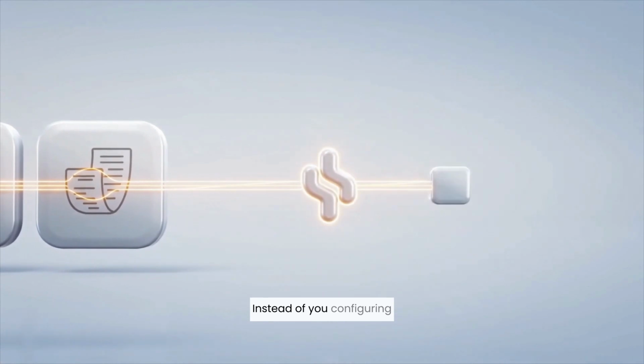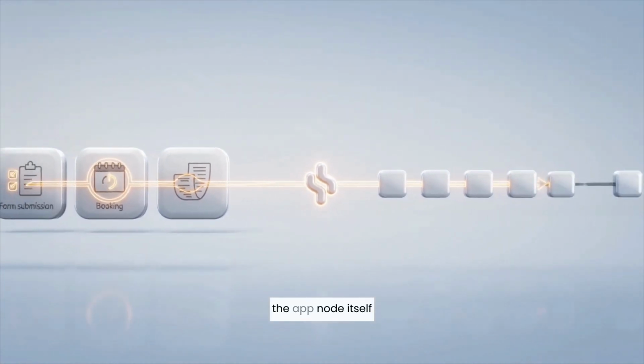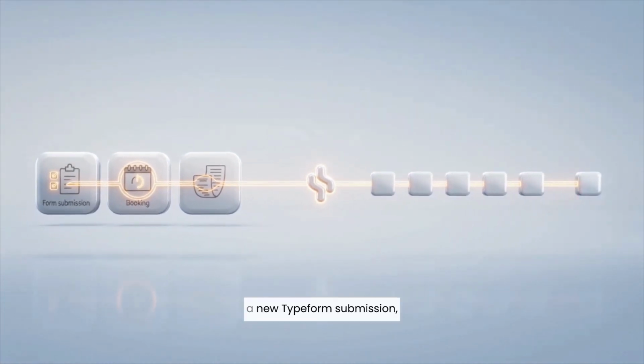2. App triggers. These are the pre-built app-specific version of a webhook. Instead of you configuring a raw webhook URL, the app node itself listens for you. A new Typeform submission, a new Calendly booking, a new Stripe charge. Same underlying idea, less setup.